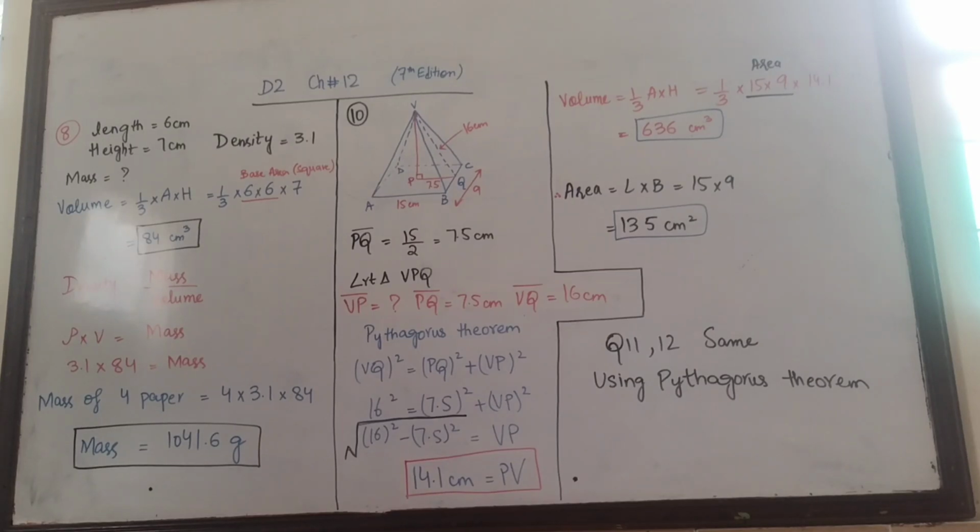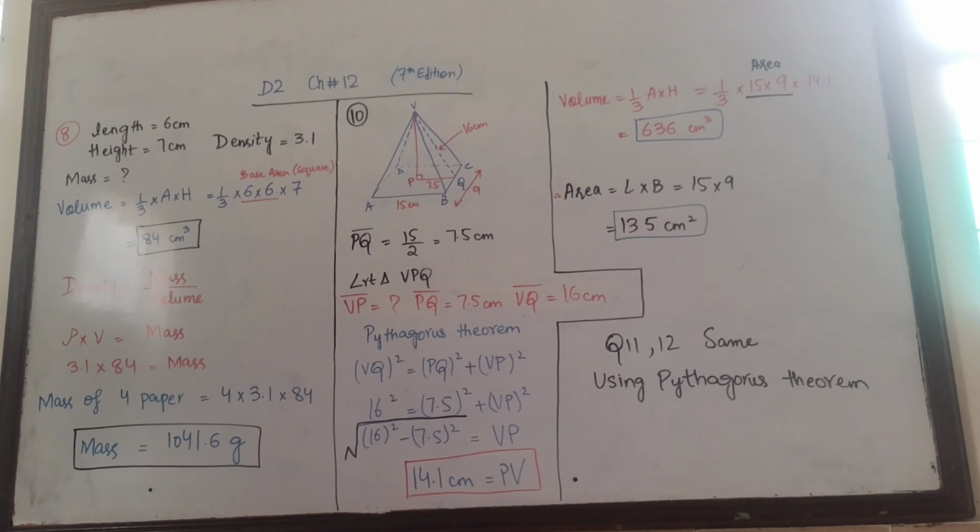Let's move towards our next question, which is question number 8. In question 8, we are given the length, height and density of a solid pyramid with a square base. We have to find out the mass. First of all, write the formula of volume.